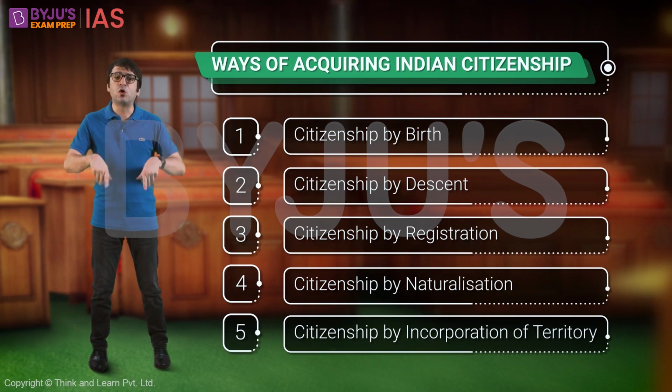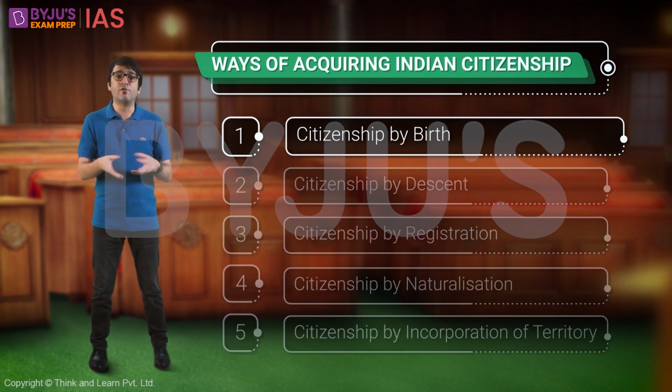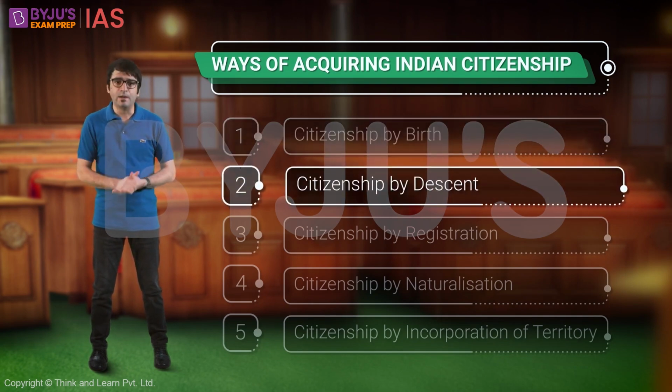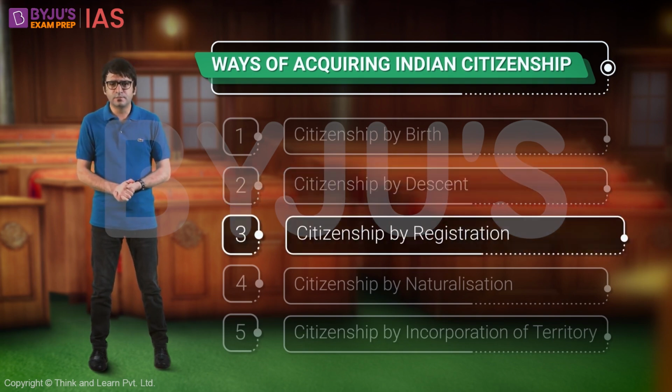So one way of acquiring Indian citizenship is by birth. Another way of acquiring Indian citizenship is by descent. Third way of acquiring Indian citizenship is by registration. And let me give you one simple example. There are different cases, different conditions under registration. I'll give you just one example.